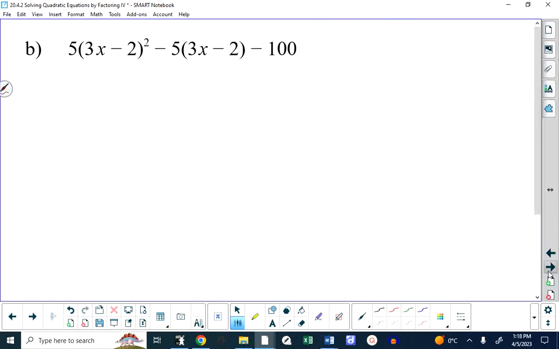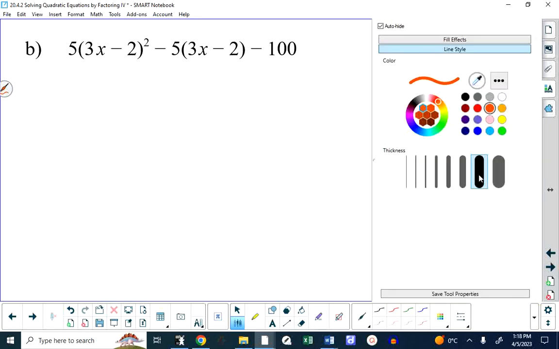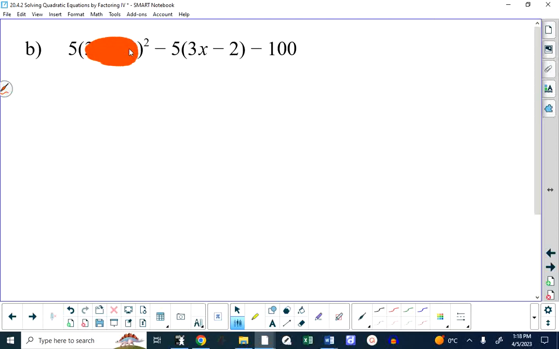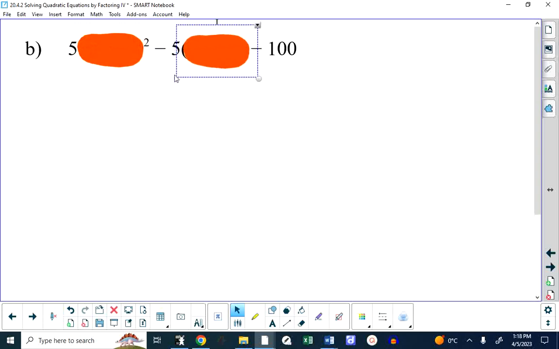All right. So we're going to think of this, allow me the liberty to just do this for the time being. We are going to think of this as 5 blob squared minus 5 blob minus 100. Could you factor that? If this were, for example, 5x squared minus 5x minus 100, could you factor it? Yes, this is what we did yesterday and the day before.